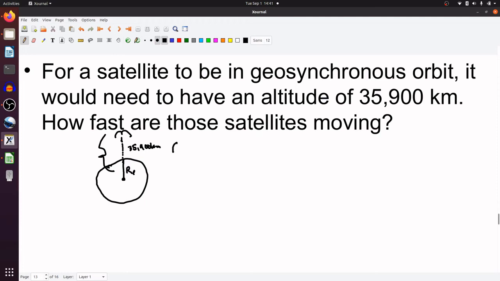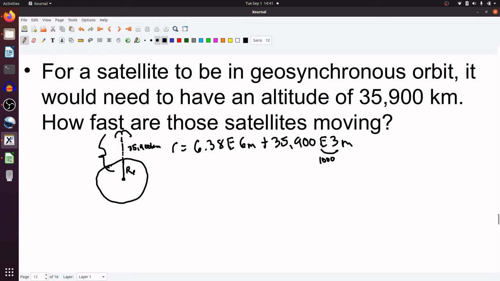So let's first figure out r. We take the radius of the Earth, 6.38 times 10 to the 6th meters, and add in the height. So I'll do a trick here. Since we want to go from kilometers to meters, and we know that there's 1,000 meters in a kilometer, what I can do is take 35,900 and just put an E3 on the end, and that makes it meters. The E3, remember, stands for 1,000.